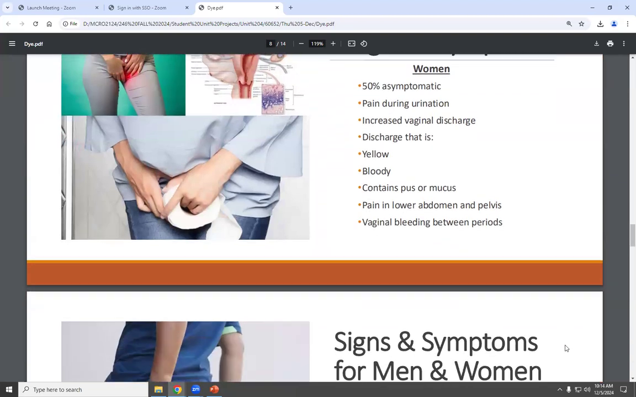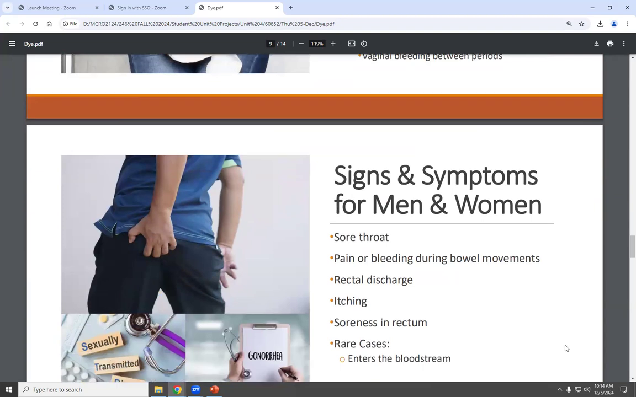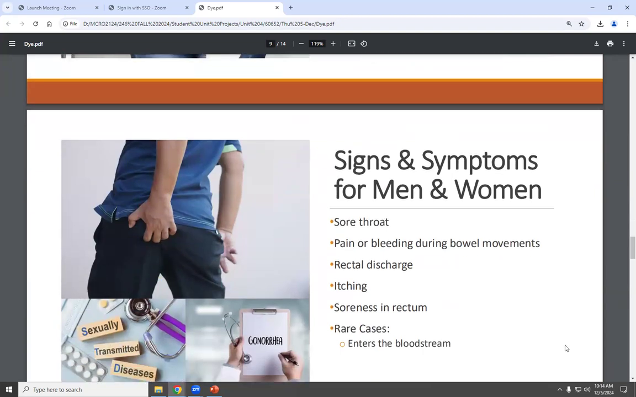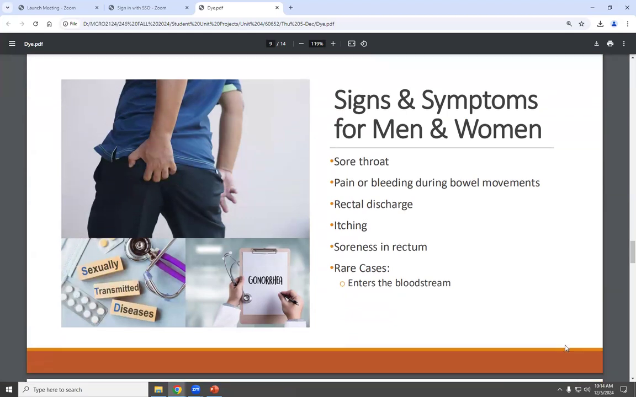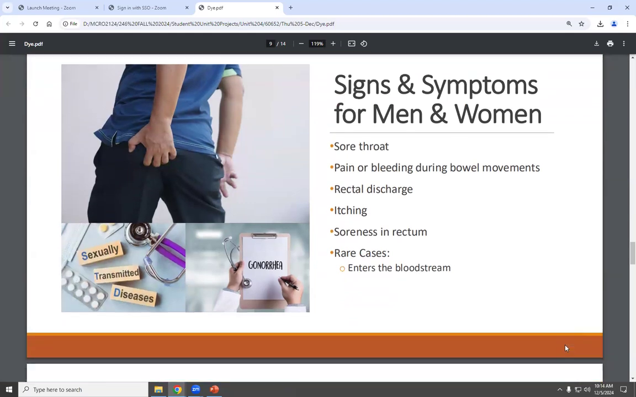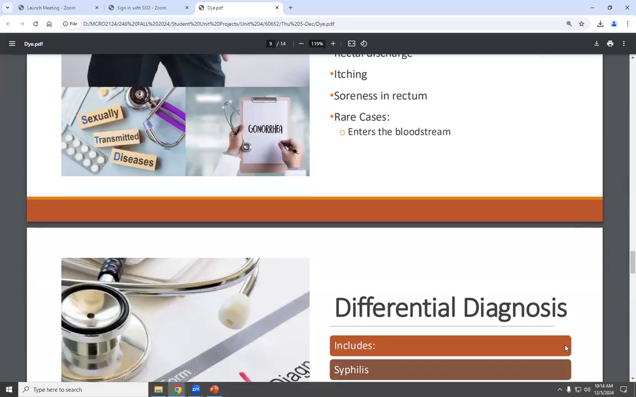And then if you got the disease orally or anally, it will cause a sore throat, pain or burning or bleeding during bowel movements, rectal discharge, and itching. Interesting fun fact: 10% of men are asymptomatic, whereas 50% of women, which is scary, are asymptomatic.